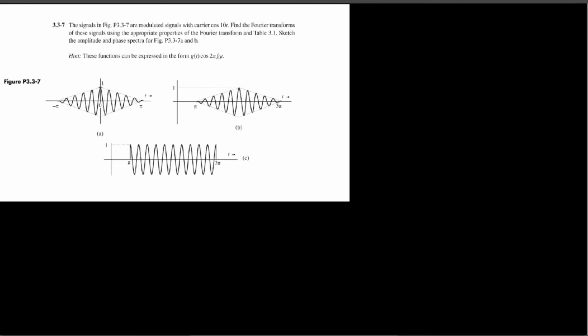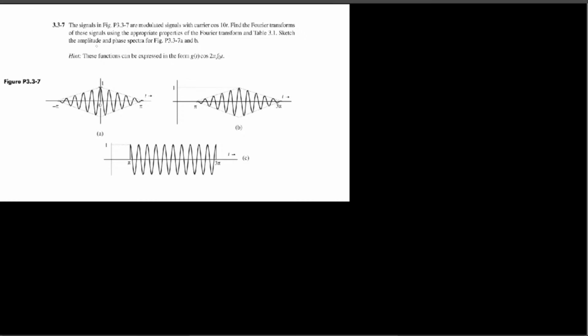The signals in figure P3.3-7 are modulated signals with carrier cos 10t. Find the Fourier transform of these signals using appropriate properties of the Fourier transform, and Table 3.1. Sketch the amplitude and phase spectra for figure P3.3-7a and b.